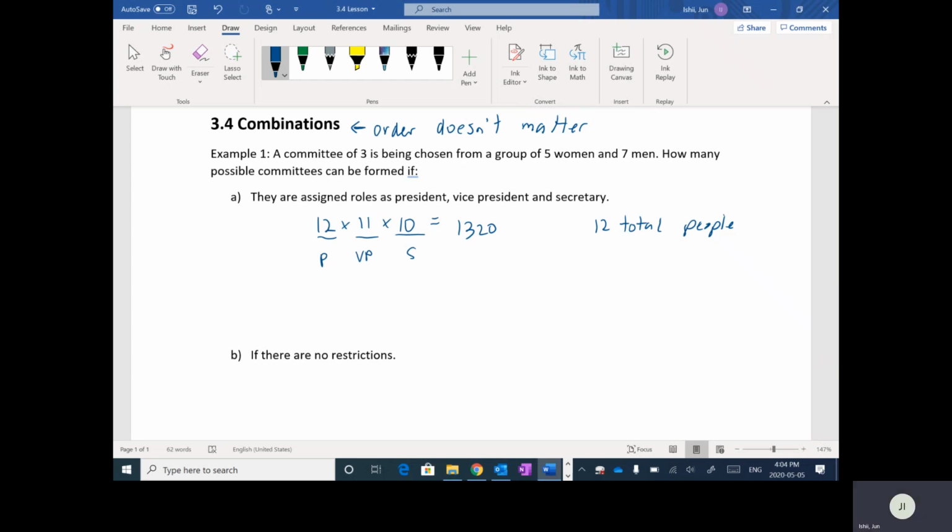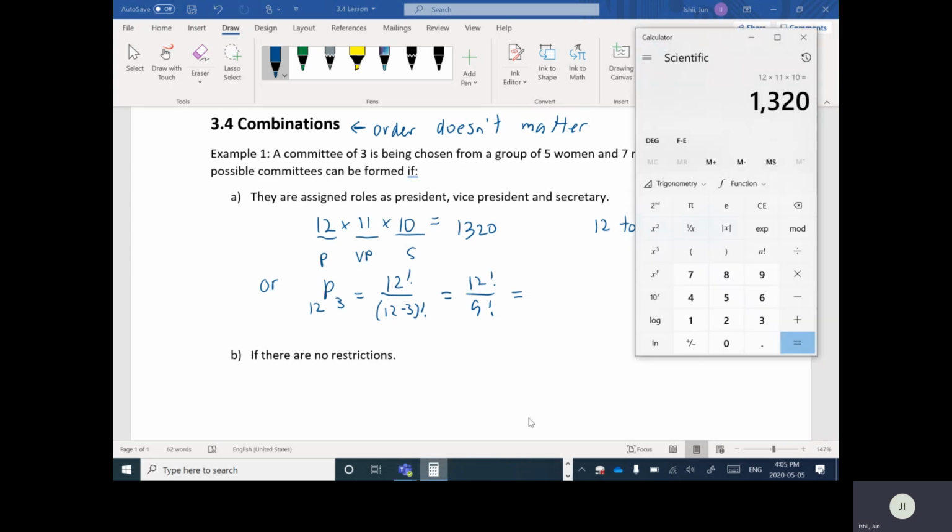So that was using the fundamental counting principle. The other way we could have answered this question is to recognize that it is a permutation. So 12 pick 3. I don't have that option on my calculator here, so I'm just going to use the formula: 12 factorial over 12 minus 3 factorial, which is 12 factorial over 9 factorial. That should give the same number, and yes, we get 1,320.